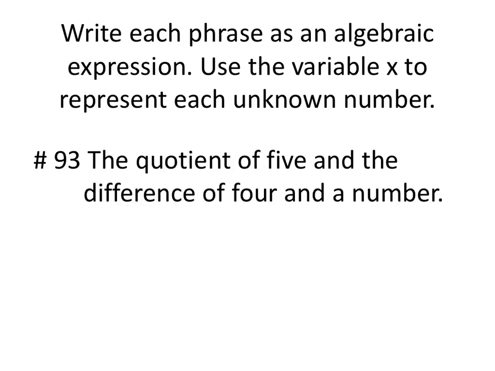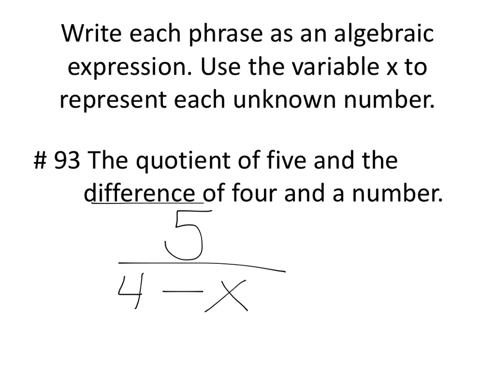And our last one, the quotient of 5, so quotient we know is divide, of 5, that's going to go on the top, and the difference, so difference is minus, of 4 and a number. So 4 and a number is x. Man, if only all homework was like that, right? That's it. I just finished and I'll go ahead and download this when I get home.